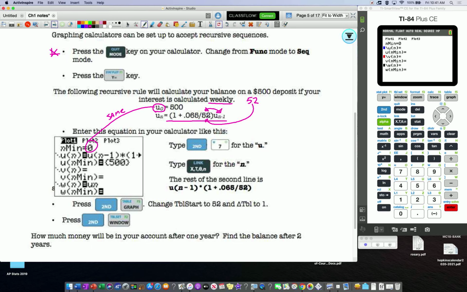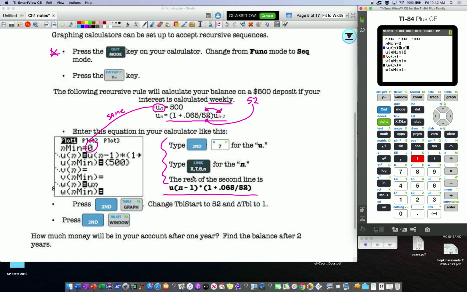So the question is, how do I get this u sub n minus 1? This is the directions right here on how you get the u sub n minus 1. I'm going to type that piece right there in my calculator. So how I get the u is it says second 7 for the U. My U popped up. So I want to have it be a parentheses. And now I got to get the N.